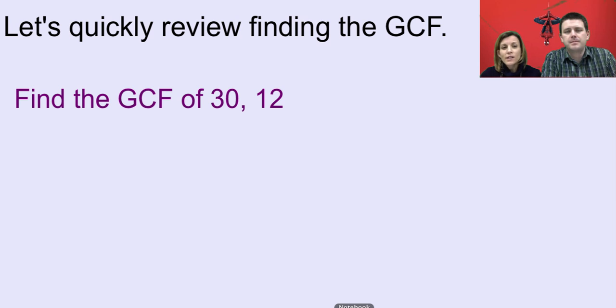All right, we're starting off today with reviewing the greatest common factor. That was in our last unit. We are going to review with factor trees as well as factor rainbows, and our problem is the greatest common factor of 30 and 12. So which way are you going to do first?